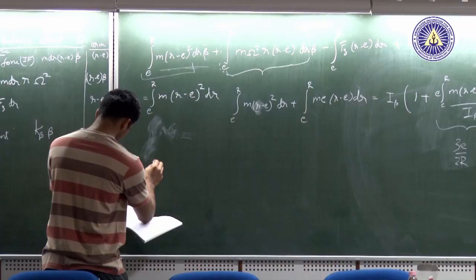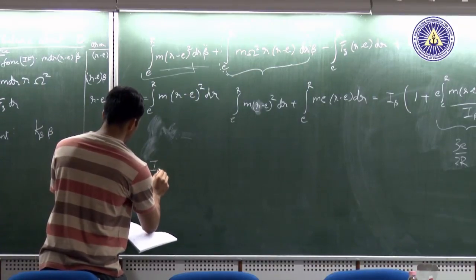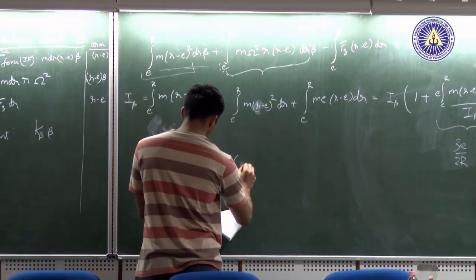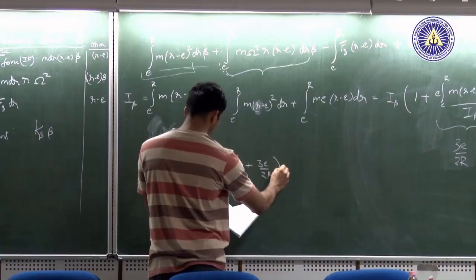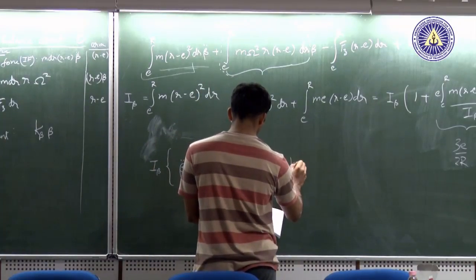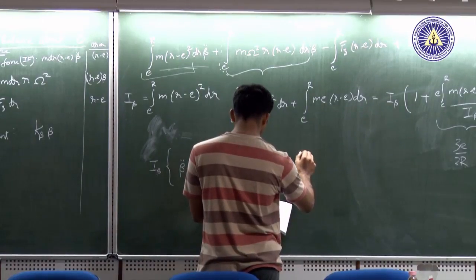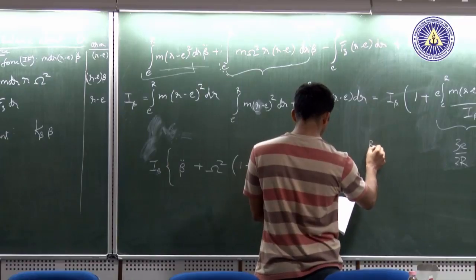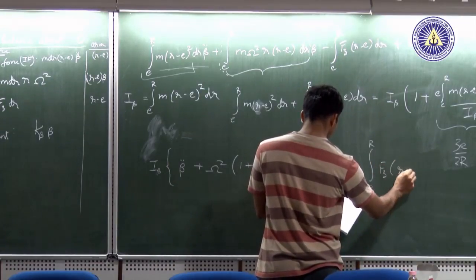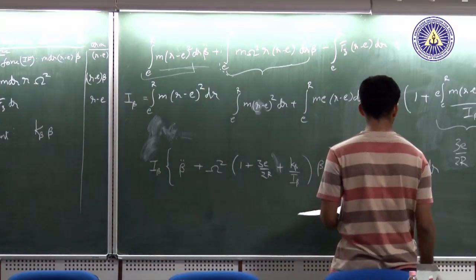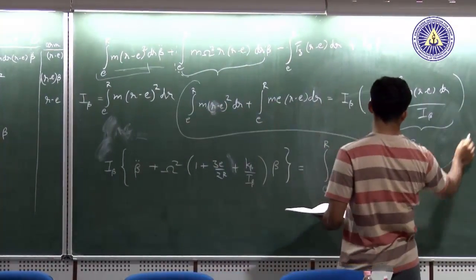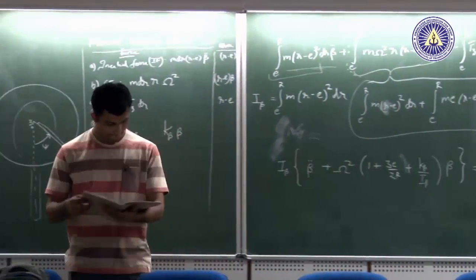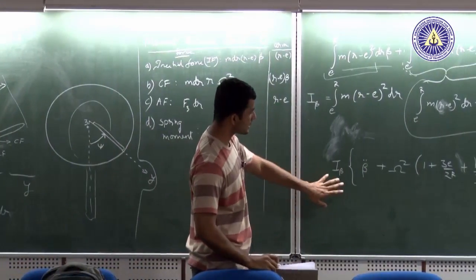So you have I_beta times beta double dot plus omega squared into 1 plus 3 by 2R plus k_beta by I_beta, this whole times beta, that is equal to integral e to R of F_z (r minus e) dr. Okay. So this is a second order equation in beta.